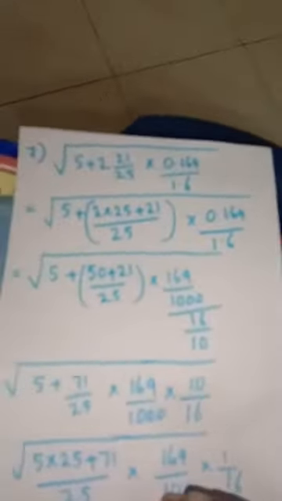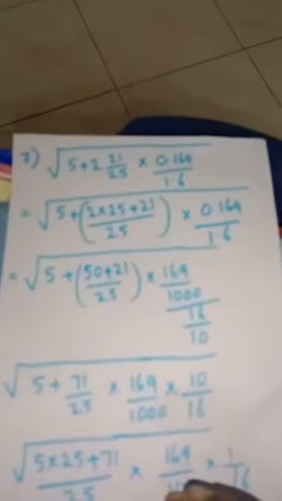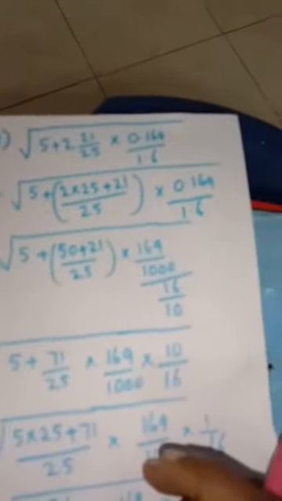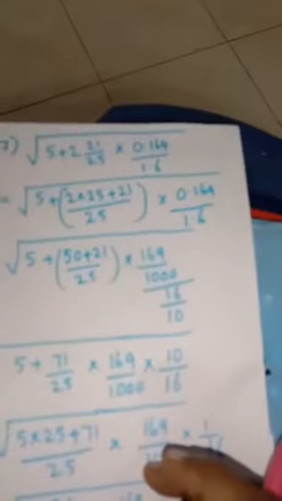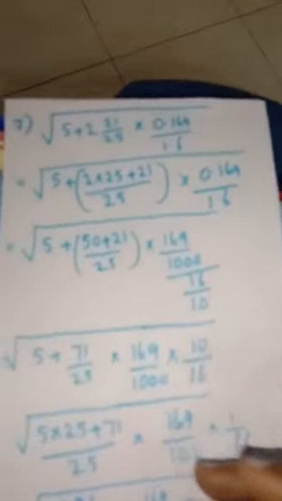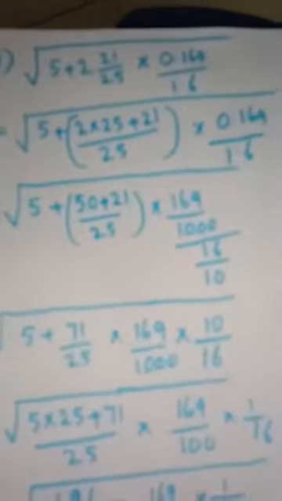Today we are going to discuss chapter 3, square and square root continuation. That is exercise 3A, question number 7, third sub-question.